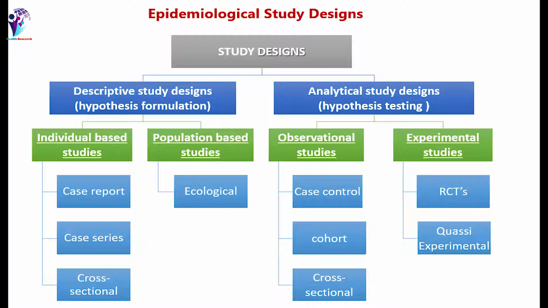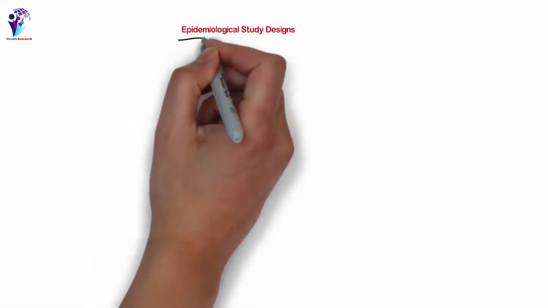In observational-based, we have case control, cohort, and cross-sectional studies, while experimental studies include RCTs and quasi-experimental studies. Let's see this in detail.